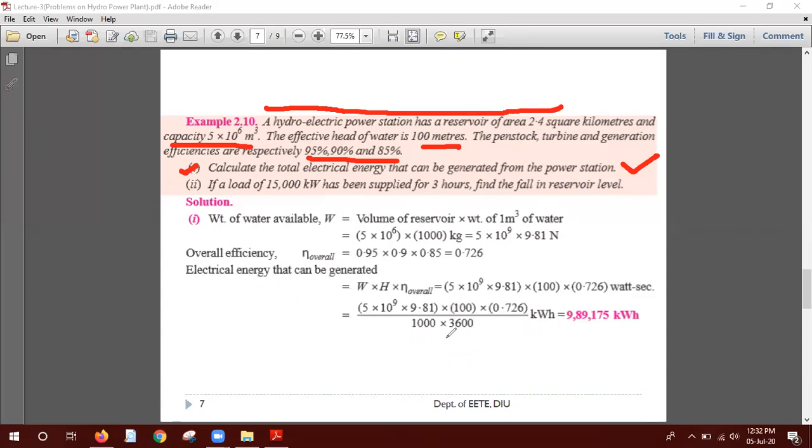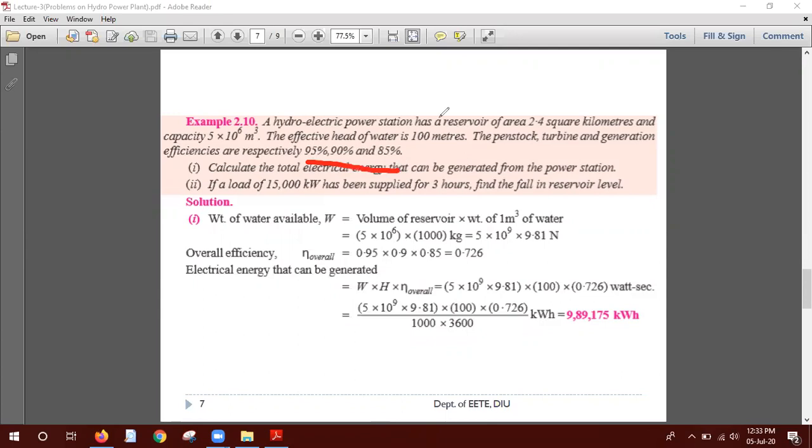Sorry, my students, for that 5 minute break. I think some of the students have already solved it, and some may not have, but no problem. Let me discuss this example. After creating the dam, a reservoir is formed, and its area is 2.40 square kilometers. The water capacity of that reservoir is 5 × 10⁶ meter cube, and the effective head is 100 meter. The penstock, turbine and generator efficiencies are 95%, 90% and 85%. So what will be the overall efficiency? We multiply all these three to get the overall efficiency.